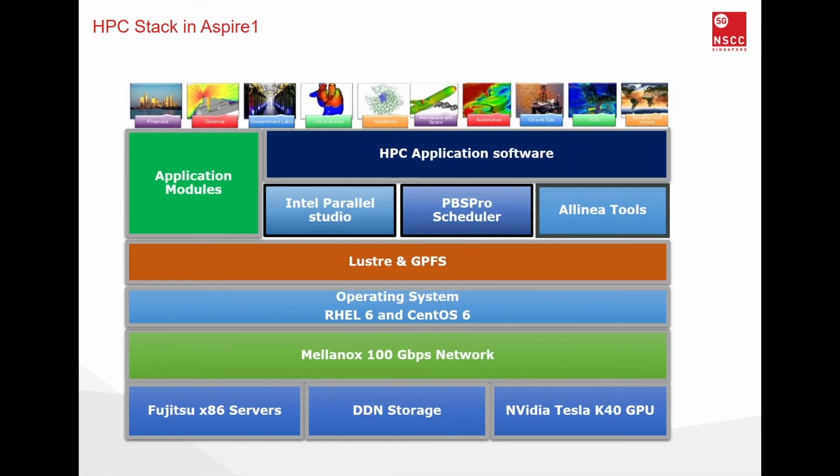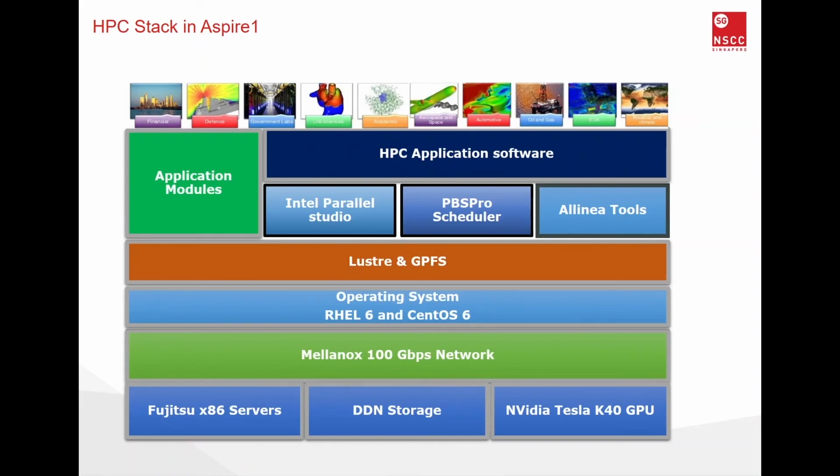Next up, the interconnectivity is through Mellanox InfiniBand EDR, which provides a bandwidth of 100 Gbps. The operating system platform for Aspire 1 is based on Red Hat 6 and CentOS 7. By the way, we don't have any other operating systems like Ubuntu or Microsoft. We have the hardware storage based on DDN. However, to use the storage, we need a file system. The most popular are GPFS and Lustre; both file systems are used in NSCC for home and scratch respectively.